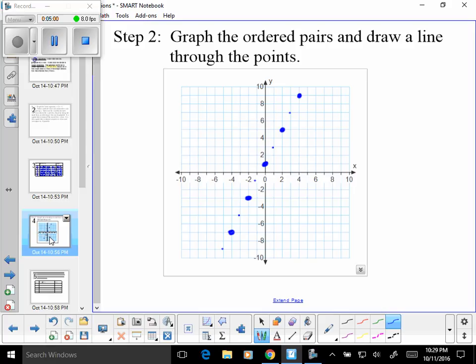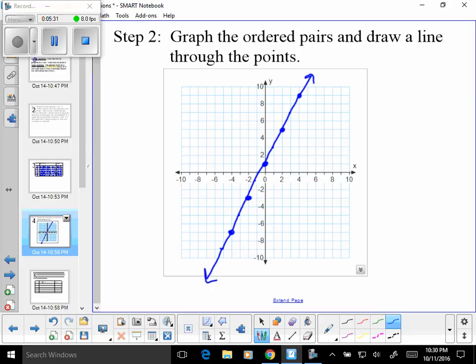And hope I can connect them somewhat straight. Notice that I go all the way through the entire coordinate grid. I don't just make a little tiny line somewhere in here, or somewhere just in the little middle part of the graph. Go through the whole graph. Don't forget to put double-headed arrows because this is a line.